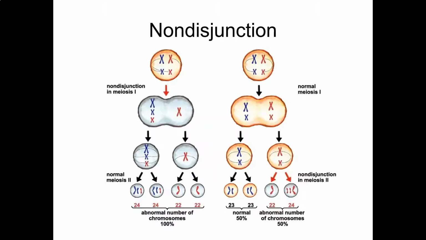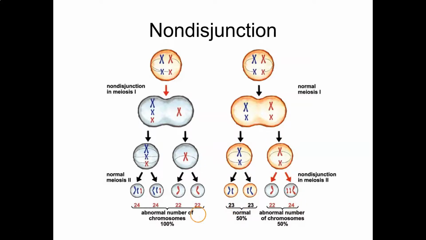And here's an example of a non-disjunction. Non-disjunction in meiosis 1 versus normal meiosis 2. All the offspring are going to have 100% abnormal number of chromosomes. If there's a normal meiosis 1 but a non-disjunction in meiosis 2, in anaphase, for instance, it can have another non-disjunction. 50% of the gametes produced will be abnormal, the other 50% will be normal.